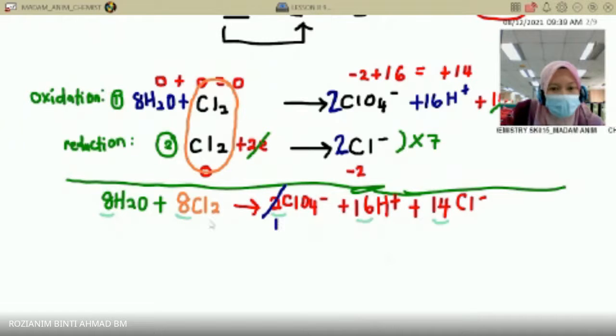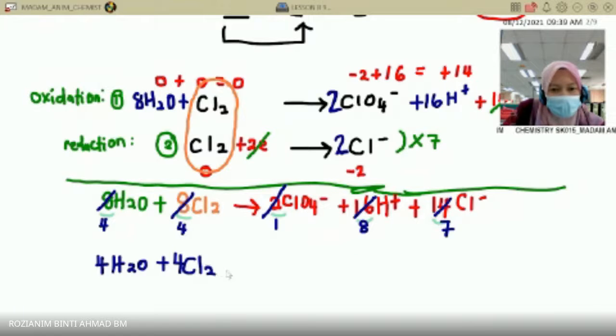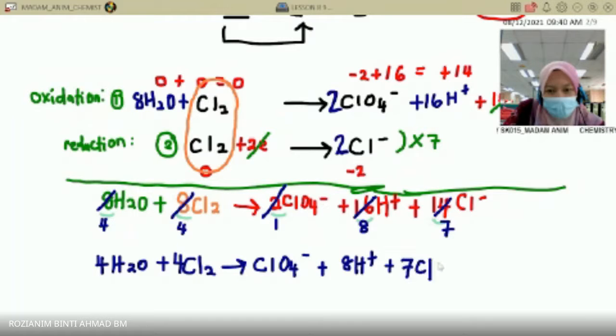So, bagi 2 ni jadi 1. Okay. Ini akan jadi 4. So, for water akan jadi 4. And this is bahagi 2 akan jadi 8. And then ini jadi 7. Okay, so bila kita check the ratio of the mole here will become the smallest value. So we just copy it again. Okay, sebelum kita check charge remember, ratio of the mole for each species should be the smallest ratio. Okay, done. So daripada sini barulah kita check charge.